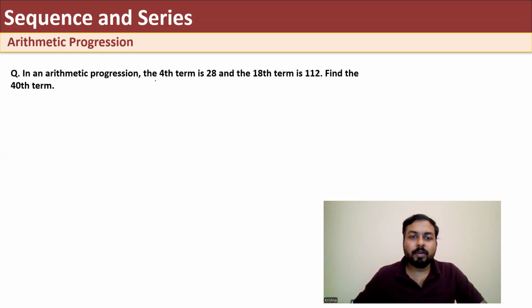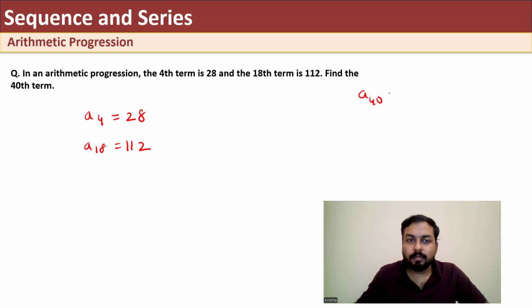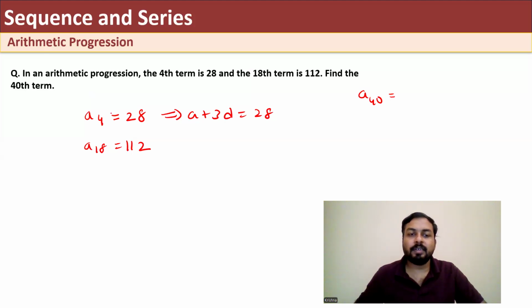The question is, in an arithmetic progression, the fourth term is 28 and the 18th term is 112. Find the 40th term. Okay, they want you to find the 40th term. So if the fourth term is 28, can I say A plus 3D is equal to 28? Because if the nth term is written as A plus (n minus 1)D, the fourth term is written as A plus 3D. The 18th term is written as what? A plus 17D.